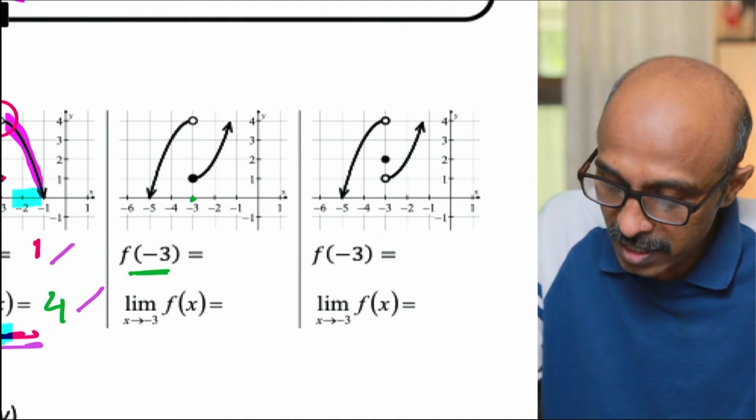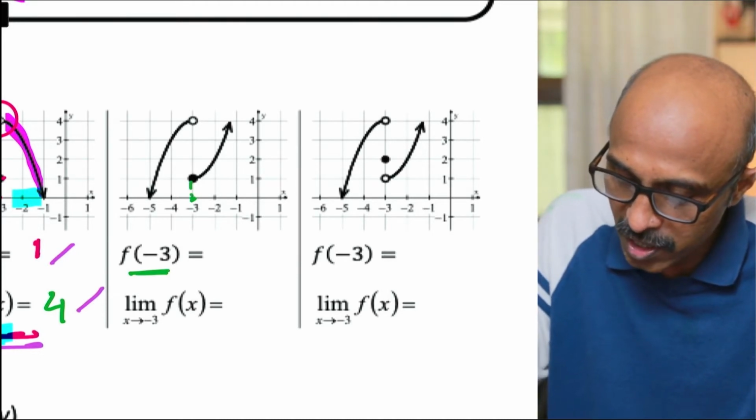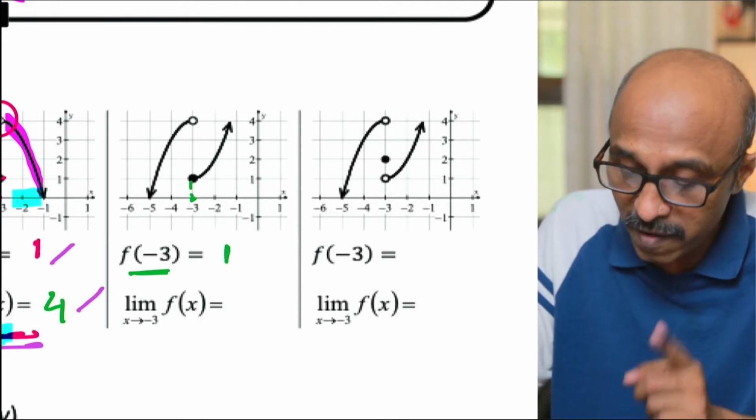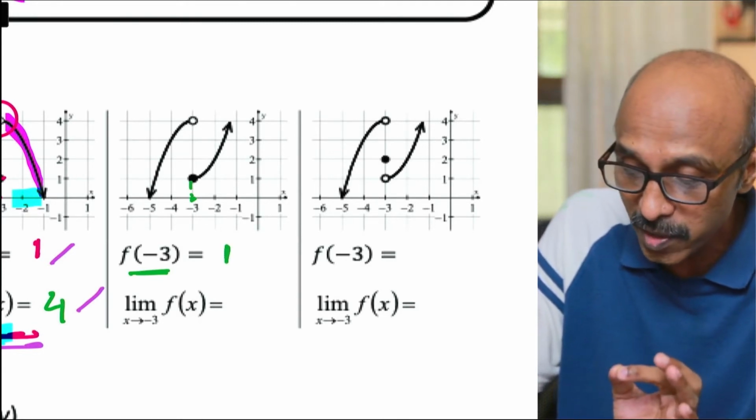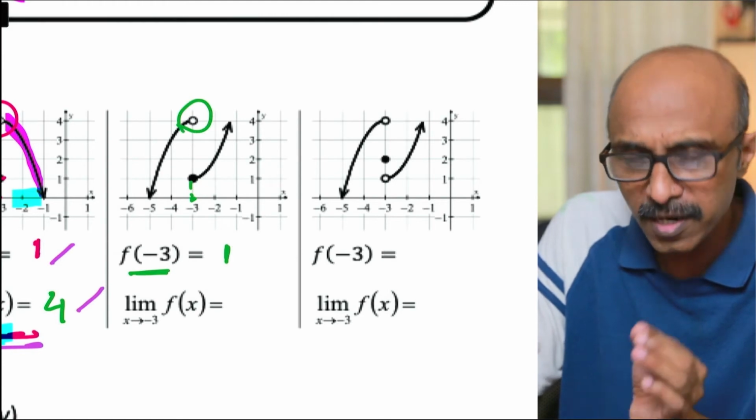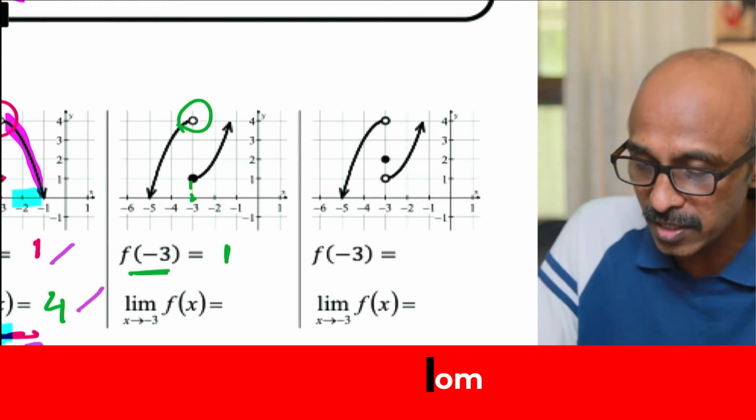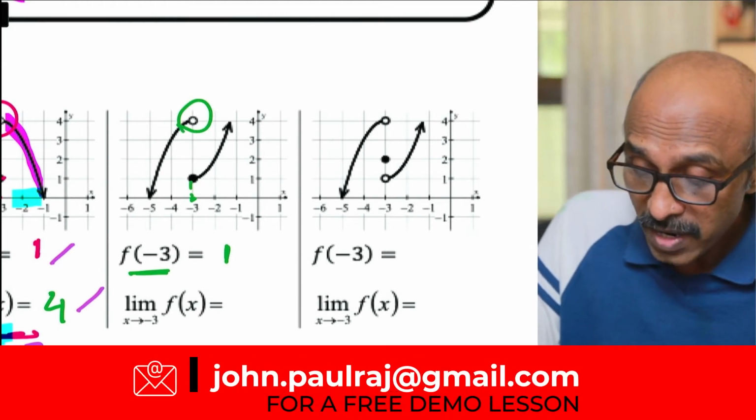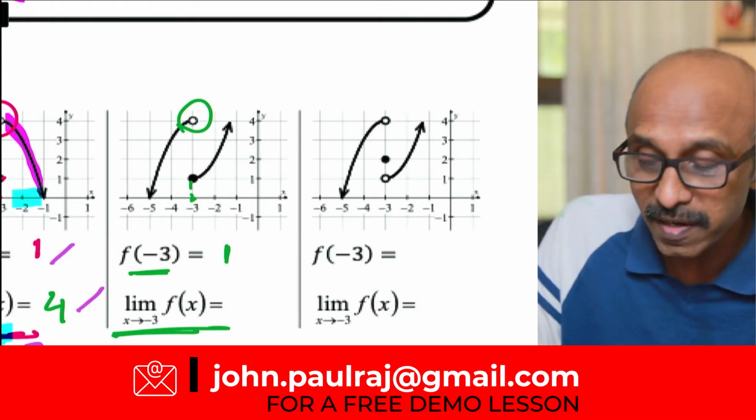The value of the function is from the second piece, okay? So you can see that it's defined to be 1. So f of -3 exists and it's equal to -1. The first piece looks like a hole there, but it's actually defined at the second piece. Now, the limit of the function as x approaches -3.